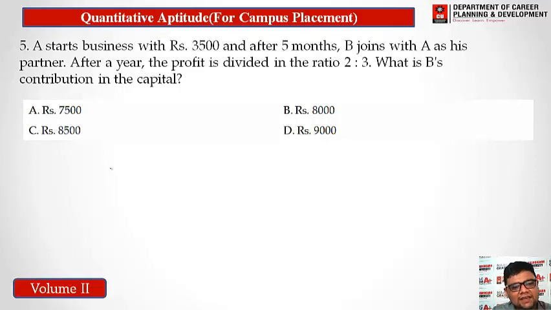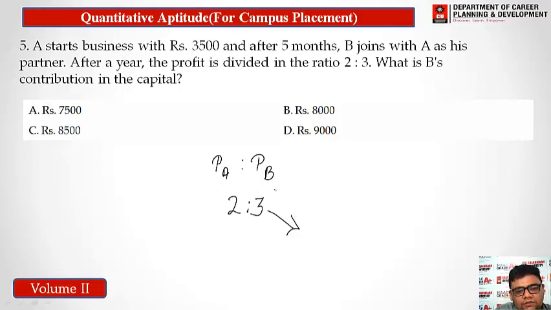Next question is, A starts business with rupees 3500 and after 5 months B joins him as a partner. After a year the profit is divided in the ratio of 2:3. You have to tell what is B's contribution in the capital. Now we know the ratio of the profit of A to the profit of B is given to us as 2:3. Now we have to tell the contribution of B. So the contribution should also be in the same ratio, right?